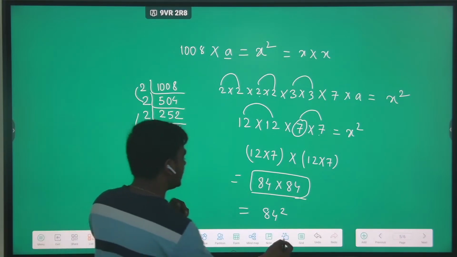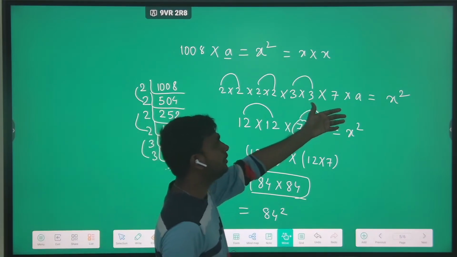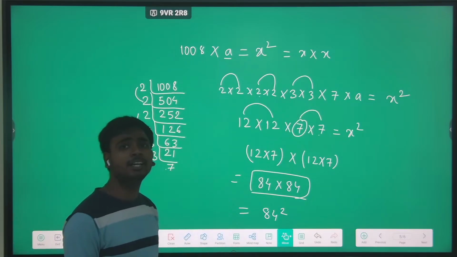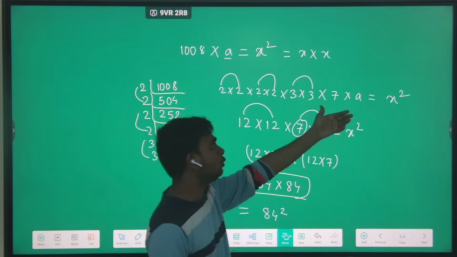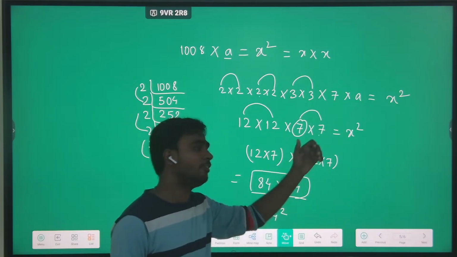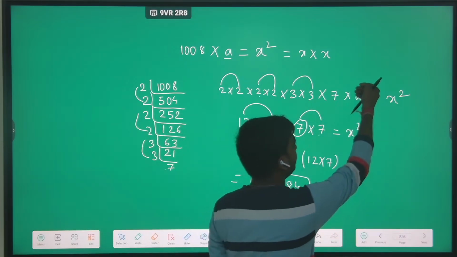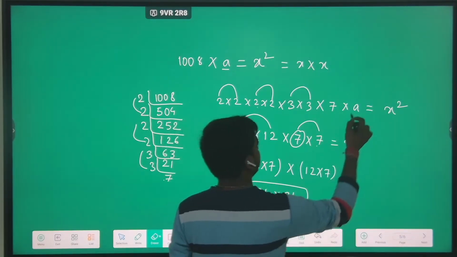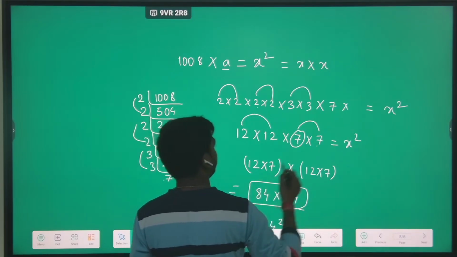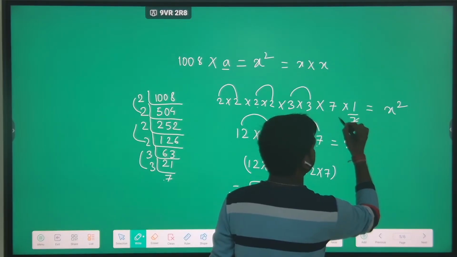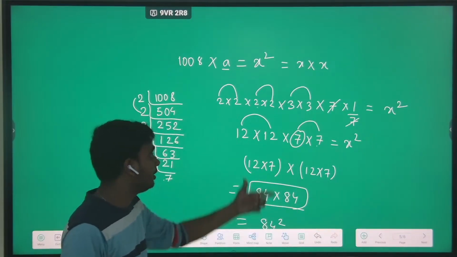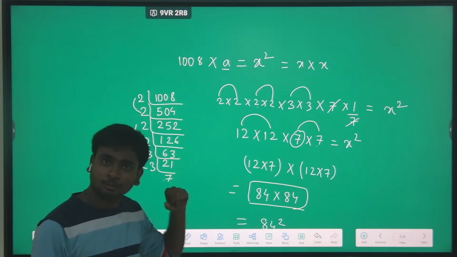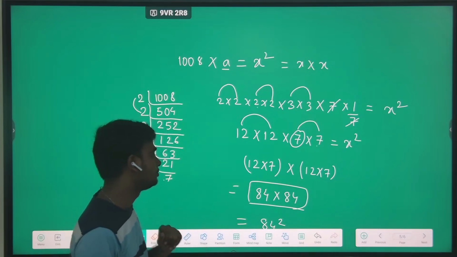Similarly, if the question asks for what number 1008 should be divided by so that the resulting number is a perfect square, what will we do? We will remove this 7. We will divide this number by 7. If we divide this number by 7, what will we get? This 7 and 7 will be removed, and we will get a new number which is a perfect square of 12. Okay, are you all getting it?